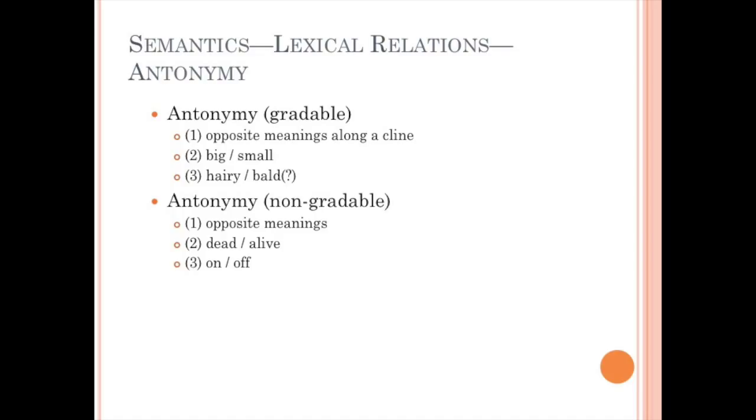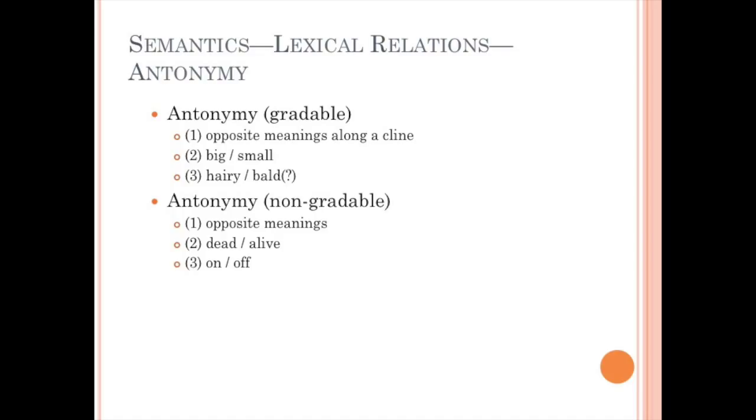Forms with the opposite meaning from each other are called antonyms, and there are two kinds of antonyms. There are antonyms that are gradable and antonyms that are non-gradable. When antonyms are gradable, we would say that their meanings are opposite one another but along a cline. There's big and small as opposites, but there's bigger and there's smaller, and you can make comparisons. You can say, you're big, but I'm bigger than you. You can have big, bigger, and biggest, but you can't have alive, aliver, and alivest.